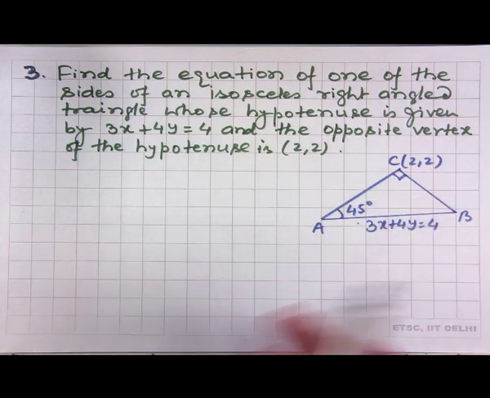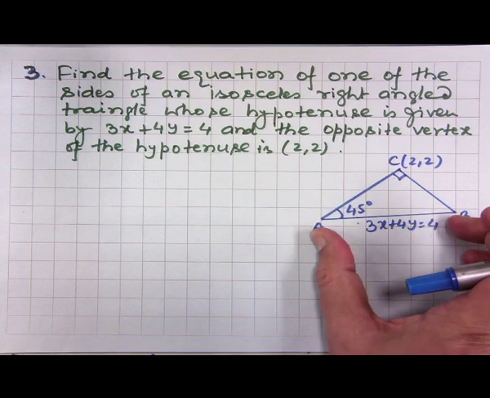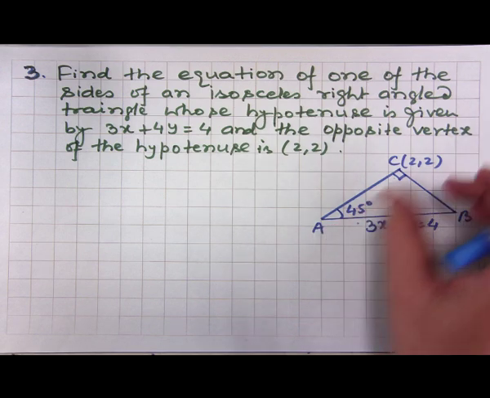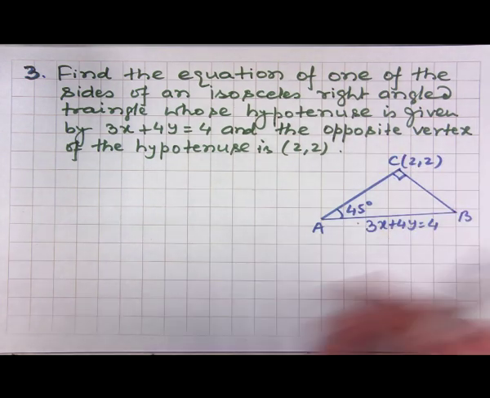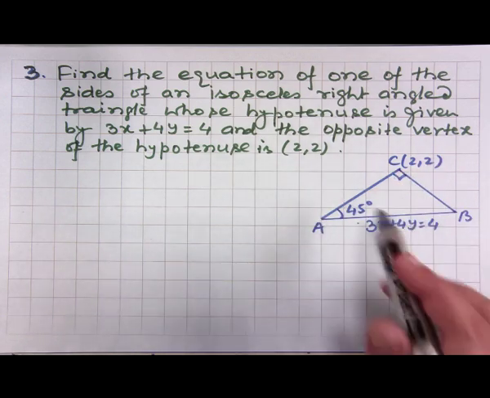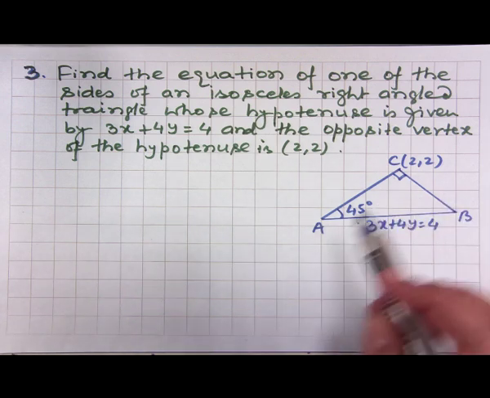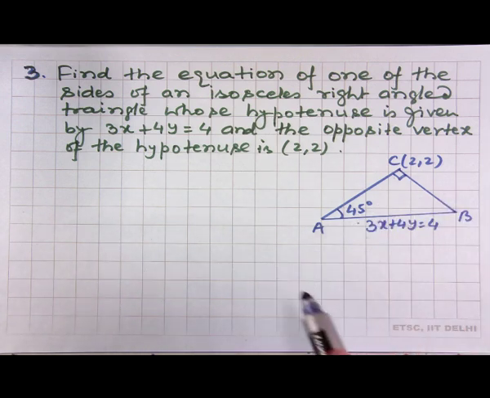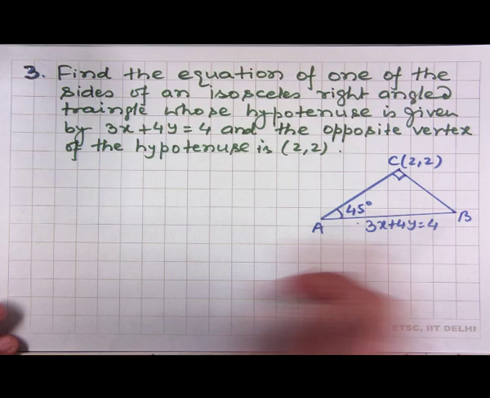So what is given? We are given the equation of the hypotenuse and the coordinates of the opposite vertex, and the side makes 45 degrees because it is an isosceles right-angled triangle. So this is 45 degrees. Slope of AB.